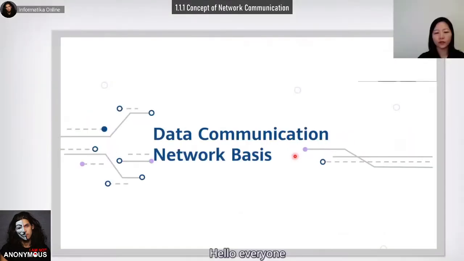Hello everyone, from today we will learn a new course, the Huawei HCIA course, together. This is a very important course for our network communication engineers. Today we will learn lecture 1, Data Communication Network Basis. We will learn some basic concepts on data communication and networks.